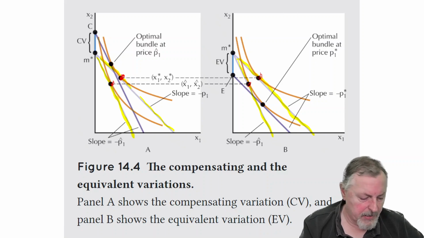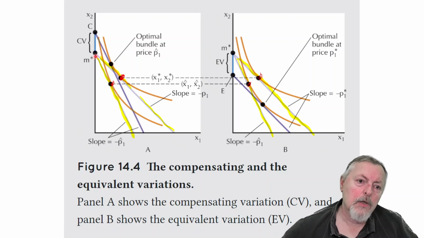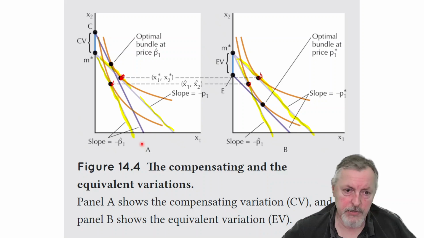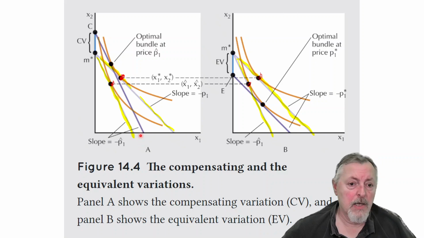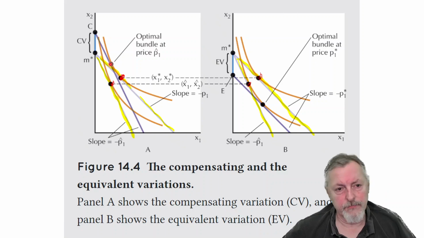On the left-hand case, you assume the person is going to have to live with the new price ratio. So you keep the slope of this new budget line. You just add income, so you shift the budget line right at the same new slope until it is tangent to the old higher indifference curve.